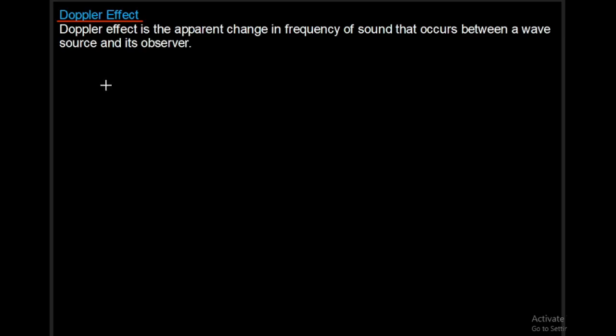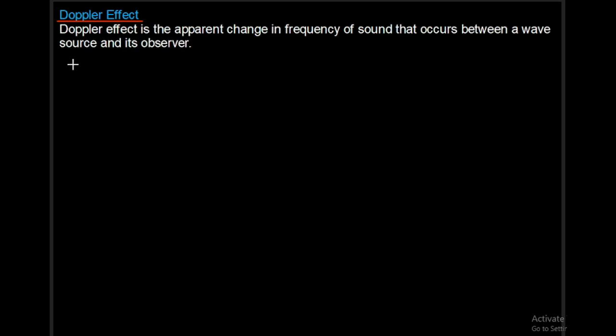Alright, in this video we are going to be talking about the Doppler effect. The Doppler effect is the apparent change in the frequency of sound that occurs between a wave source and its observer. Now, the apparent change gives rise to a new frequency, which is known as the apparent frequency.